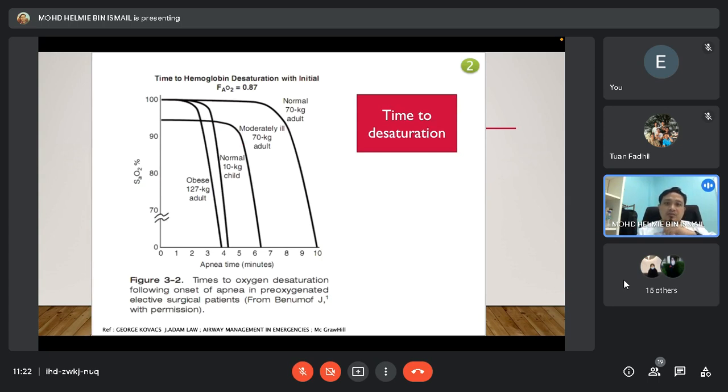For the normal 70 kilos adult, when the patient doesn't breathe, apnea, they will desaturate after 7 to 8 minutes. If the patient is an ill adult, 5 to 10 minutes, 5 to 6 minutes. For the pediatric patient, a normal 10 kilos child, after apnea, after 3 minutes already desaturates. For the obese patient, about 2 to 3 minutes, if the patient is apneic, the patient will desaturate.